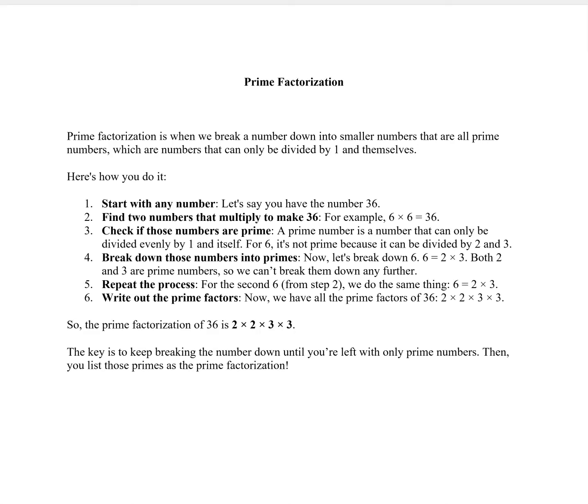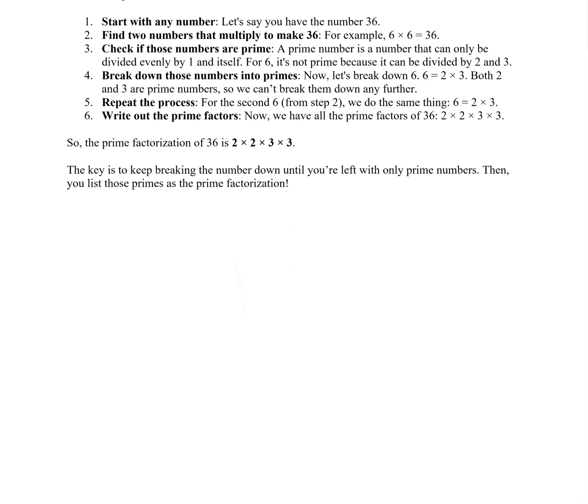Prime factorization is when we break a number down into smaller numbers that are all prime numbers, which are numbers that can only be divided by 1 and themselves. So here is an example for you, but this is just the written out one. I'm going to do an example now. So I'm going to scroll up.